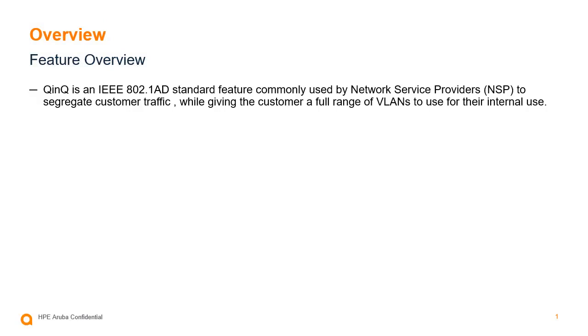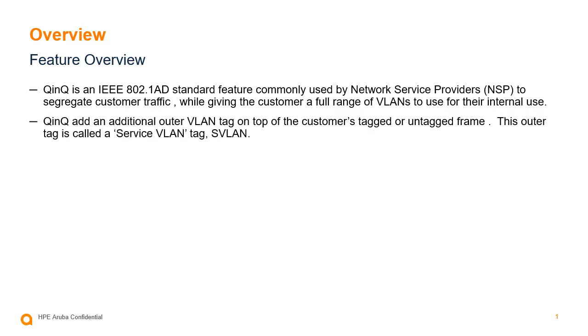So the overview. QinQ is part of the 802.1AD standard and typically is used by network service providers to segregate customer traffic. But as often is the case, the service provider and the customer may belong to the same business. And this is where QinQ can also assist in segregating local networks and also increase the scalability of the network backbone. So QinQ adds an additional outer SVLAN tag on top of the customer's tagged or untagged traffic. The outer tag is called the service VLAN, known as the SVLAN.